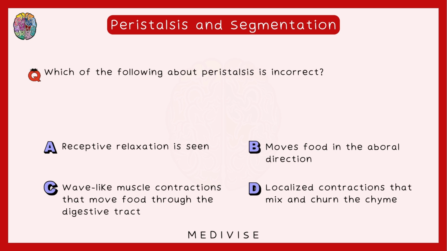But imagine if such a question came to you in the exam and you don't know the meaning of aboral. Let's see if you will still be able to answer this question. Next option is wave-like muscle contractions that move food through the digestive tract. Yes, this is the perfect definition of peristalsis. Localized contractions that mix and churn the chyme. No, this is absolutely wrong. This is the function of segmentation. So you see, even though you didn't know the meaning of aboral, you were still able to answer this question. So make sure to eliminate every option before answering.